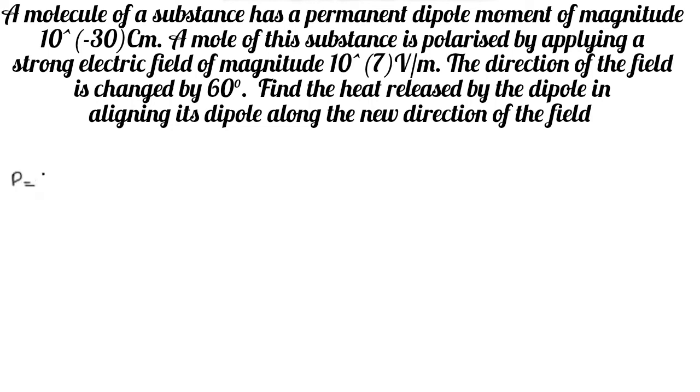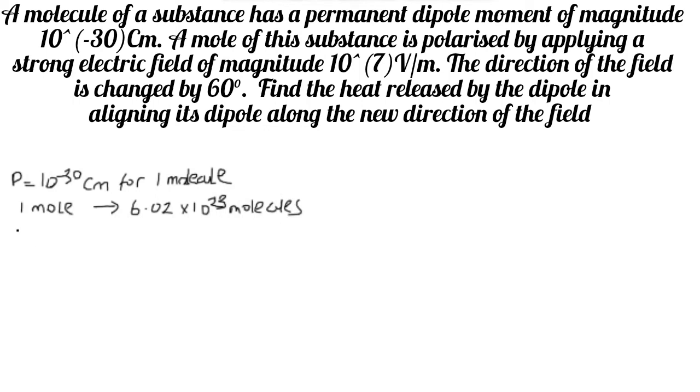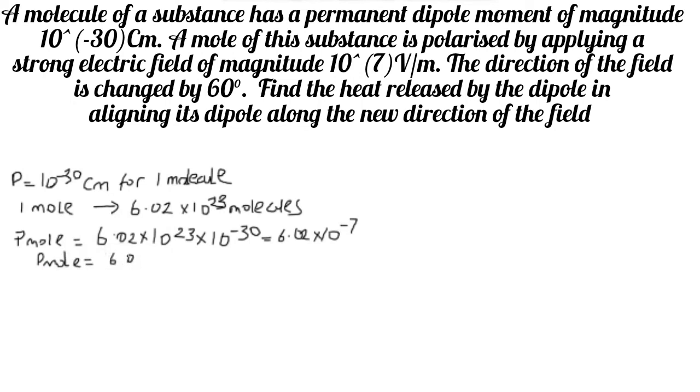So P is equal to 10 raised to the power minus 30 coulomb-meter. But this is just for one molecule. The question asks for a mole. So we know that 1 mole contains 6.02 times 10 raised to the power 23 molecules. So the dipole moment will be 6.02 times 10 raised to the power 23 times 10 raised to the power minus 30, which is equal to 6.02 times 10 raised to the power minus 7. So P of the mole is equal to 6.02 times 10 raised to the power minus 7.